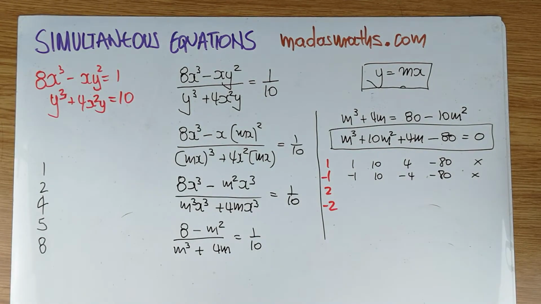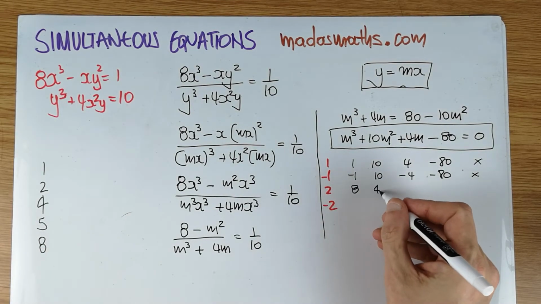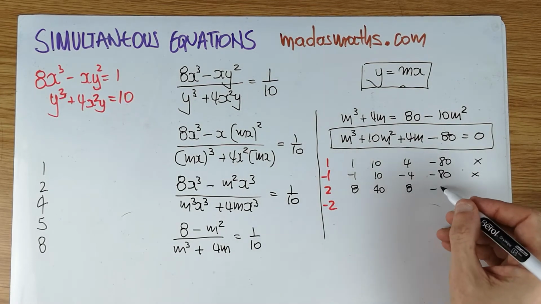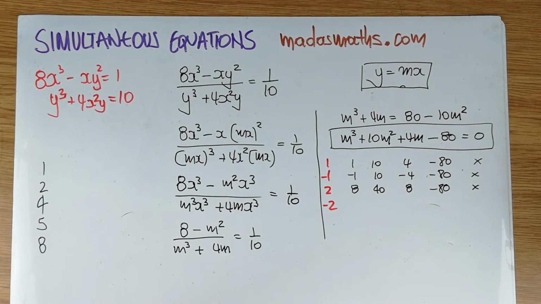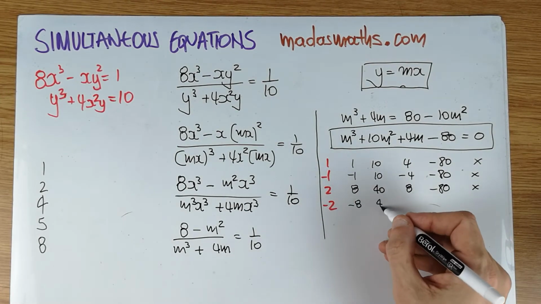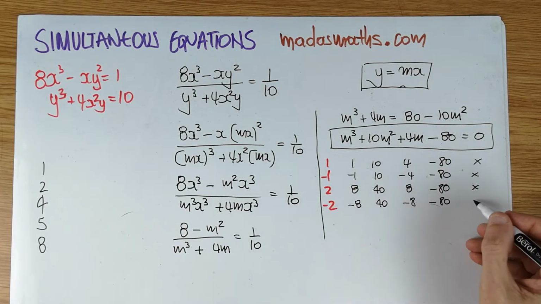Let's try the 2 and the minus 2. I very much doubt this will work again. So we have an 8, a 40, another 8, minus 80, not a chance to make that equal to 0. And a minus 2, minus 8, still a 40, minus 8, and minus 18, that's even worse.